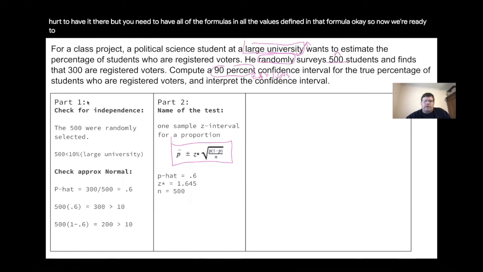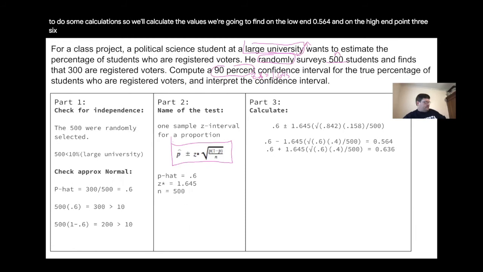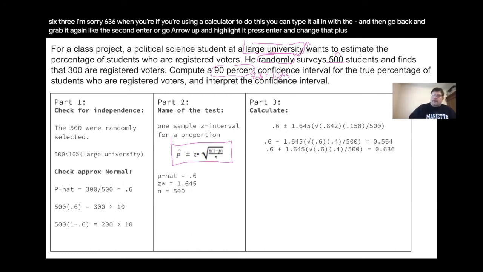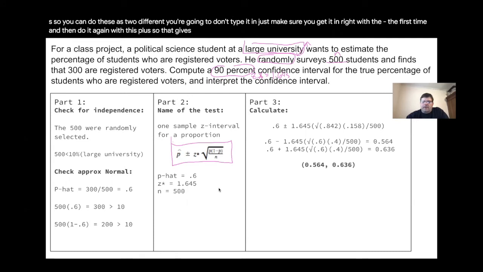So now we're ready to do some calculations. So we'll calculate the values. We're going to find on the low end 0.564 and on the high end 0.636. If you're using a calculator to do this, you can type it all in with the minus and then go back and grab it again, like do second enter or go arrow up and highlight it, press enter and change that minus to a plus. So you can do these as two different calculations. Just make sure you get it in right with the minus the first time, and then do it again with the plus. So that gives me 0.564 to 0.636.